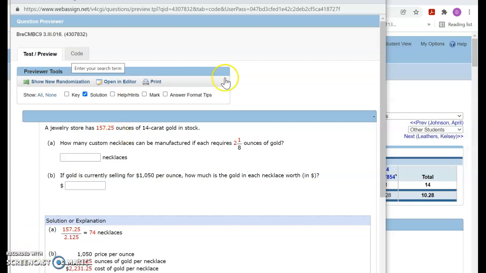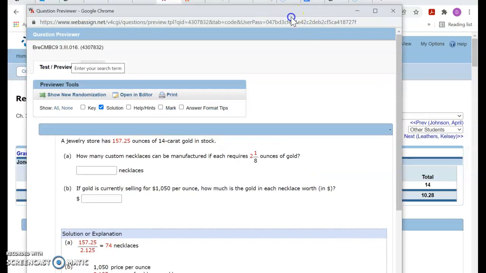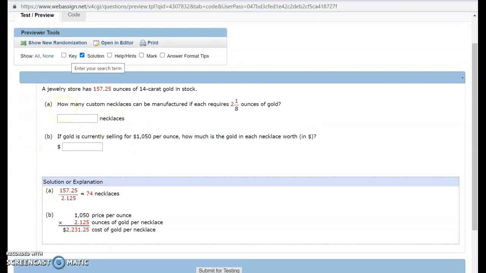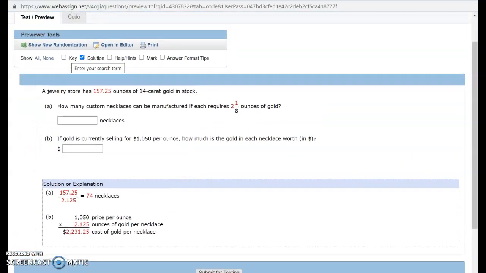Okay, so this is going to be question 13, I believe. So let's see. A jewelry store has 157.25 ounces of 14 karat gold in stock. How many custom necklaces can be manufactured if each requires 2 and 1/8 ounces of gold?